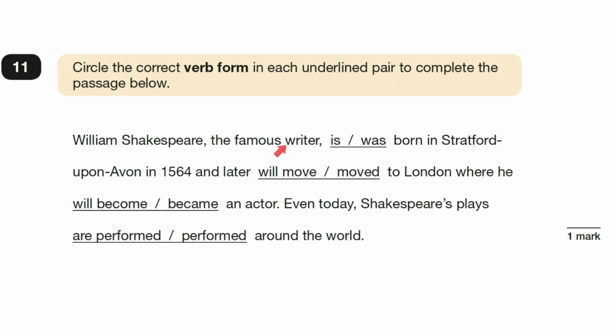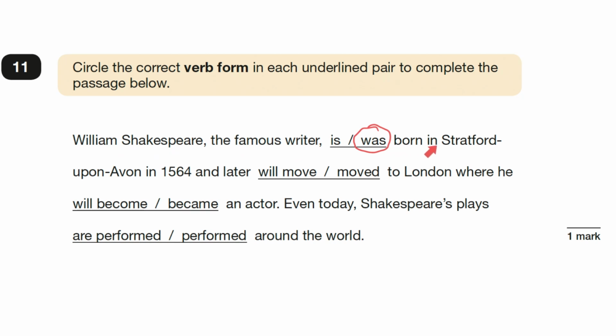William Shakespeare, the famous writer, could be is or was. But if we read on, is or was born in Stratford-upon-Avon in 1564. So that's in the past, isn't it? So we can clearly and be confident that this is was. Okay? Because is isn't wrong, it's just the wrong tense. Because you could say William Shakespeare is born in this, depending on how the sentence was written, that might work.